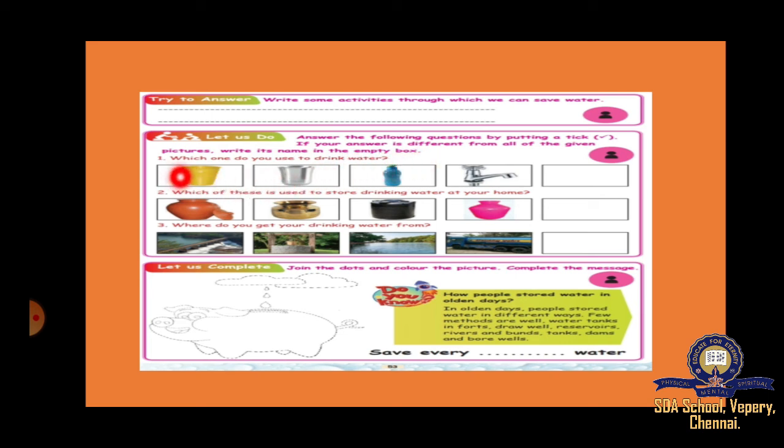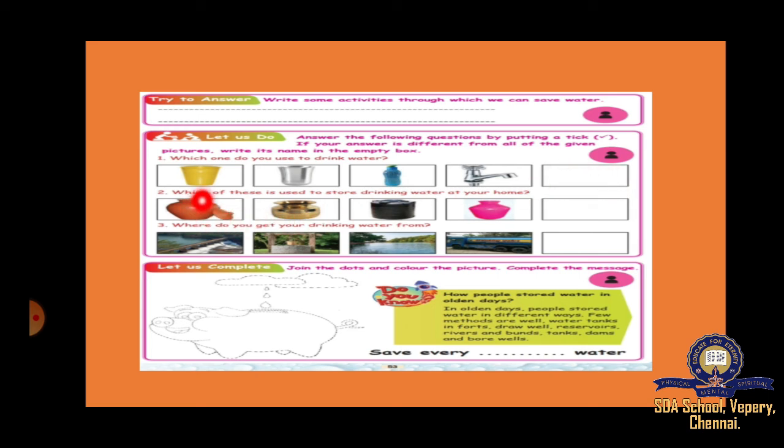See, first one, which one do you use to drink water? If you are using any of these things to drink water, water bottle, tap, glass, tumbler, you put a tick. If you are not using any of these, you have to write what you are using.